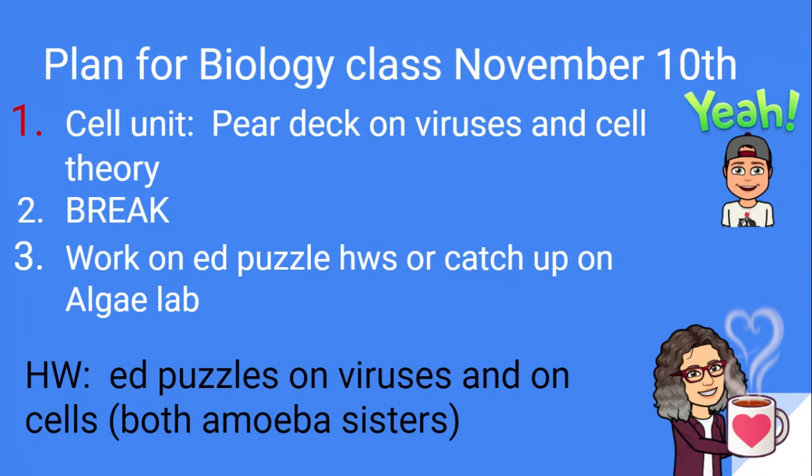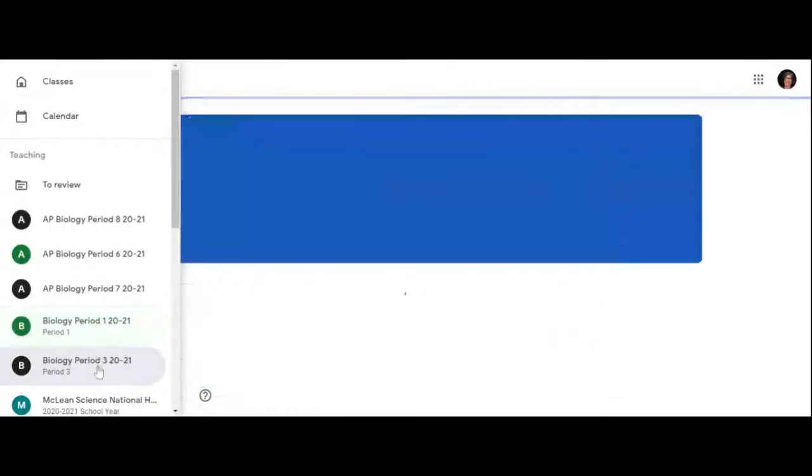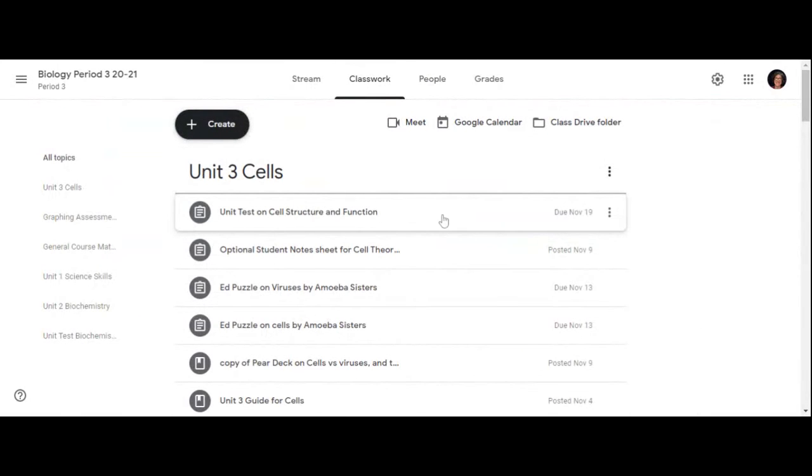I'm going to share a Pear Deck with you now, but before I do that, I'm actually going to show you something I made for you to go with it. If you go into your Blackboard, and here I'll go into yours. This is first period, but yours is very similar. If you go into classwork, your Unit 3 cells, there's just your placeholder. The unit test is on November 19th there.